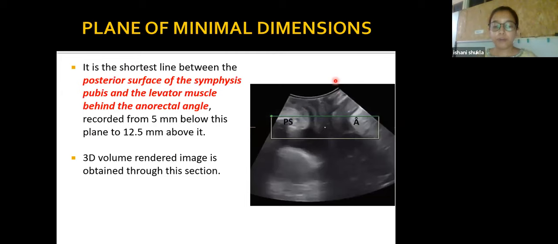Now from 2D ultrasound, we can image the volumetric 3D ultrasound by obtaining the plane of minimal dimension. It is the shortest line between the posterior surface of the pubic symphysis up to the levator ani muscle. This echogenic area is the puborectalis muscle, which lies behind the anorectal angle. So we obtain this plane of minimal dimension, and then the 3D volume rendered image is obtained through this section.